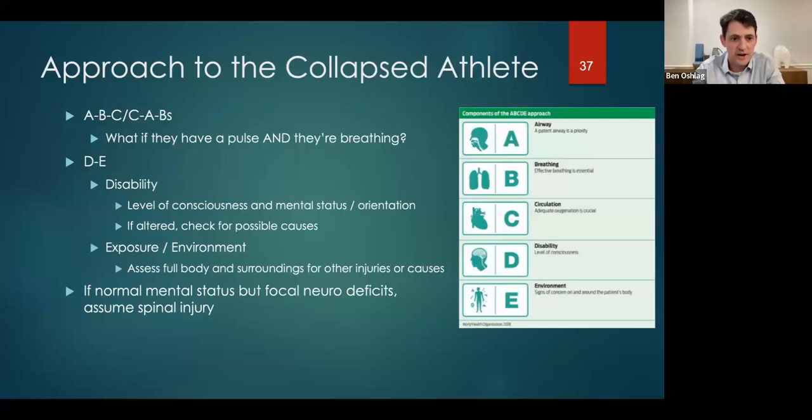And then exposure and environment. You want to assess their full body, expose them if you need to, and look into your surroundings to see what may have caused it. Were there injuries? Were there other environmental factors at play? And then if those are normal, if they have a normal mental status but focal neural deficits, assume there's a spinal injury and take appropriate spinal precautions.